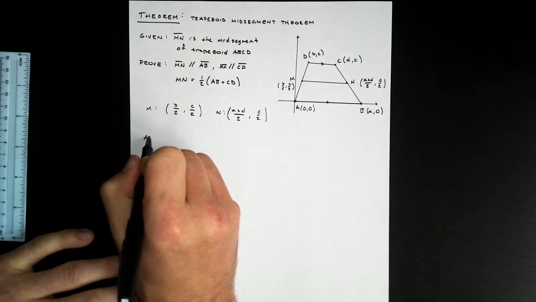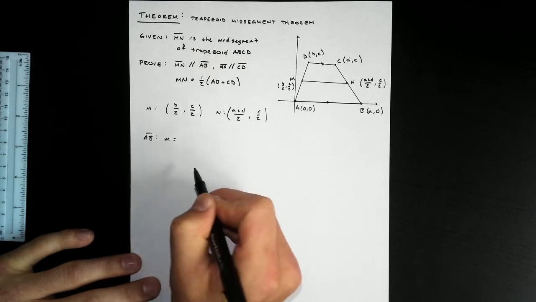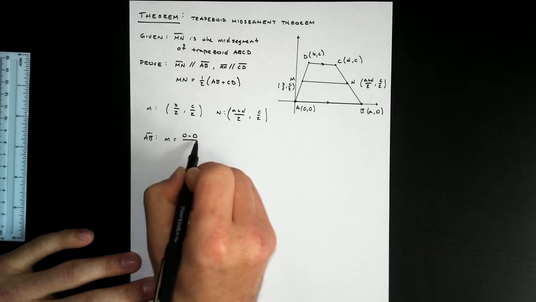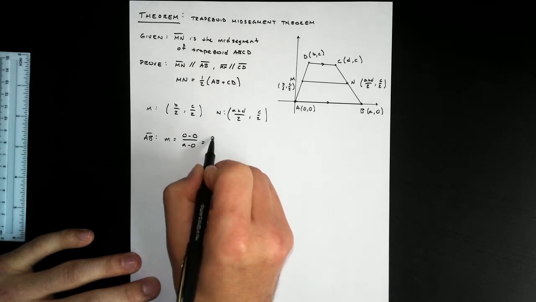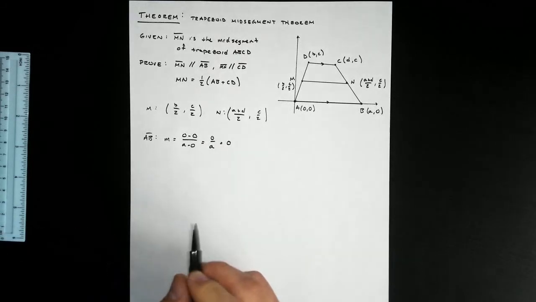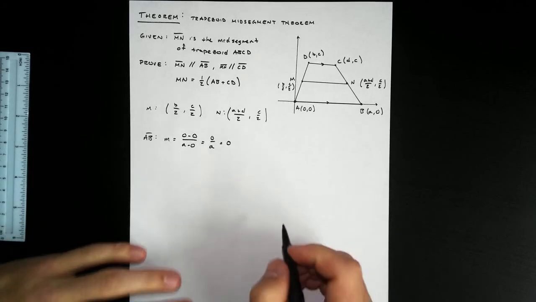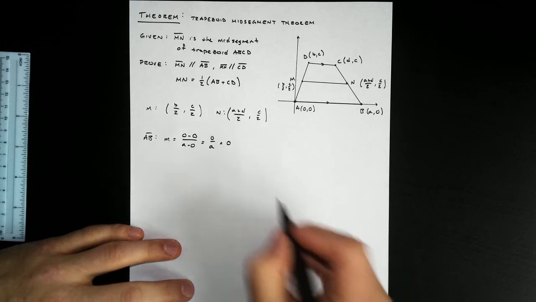So AB to start with. So the slope of this, subtract our y's, so 0 minus 0, and then a minus 0. We get 0 over a, so we get a slope of 0. And we were expecting that. We put it along the x-axis on purpose, so we know it's horizontal, so it should have a slope of 0.